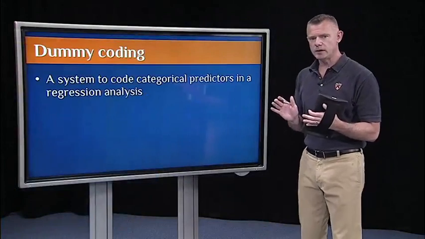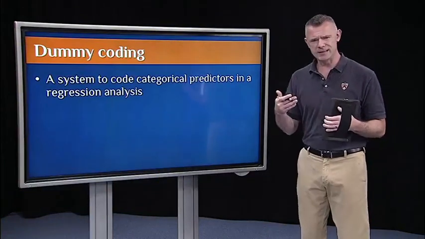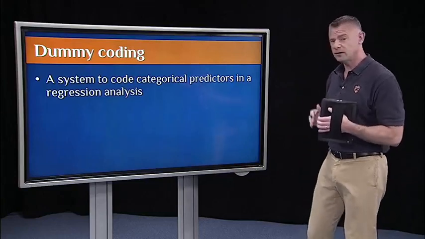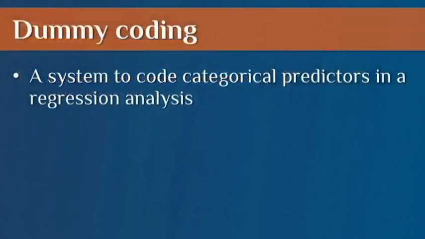Dummy coding is conceptually real easy, but it's sort of a tedious process and students sometimes get tricked by it. So conceptually, it's real simple. It's just a system to code categorical variables in a regression analysis.